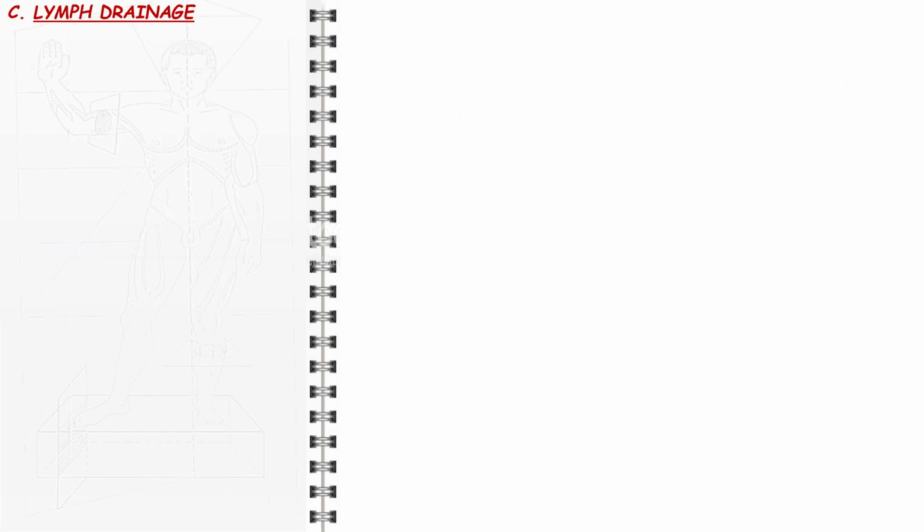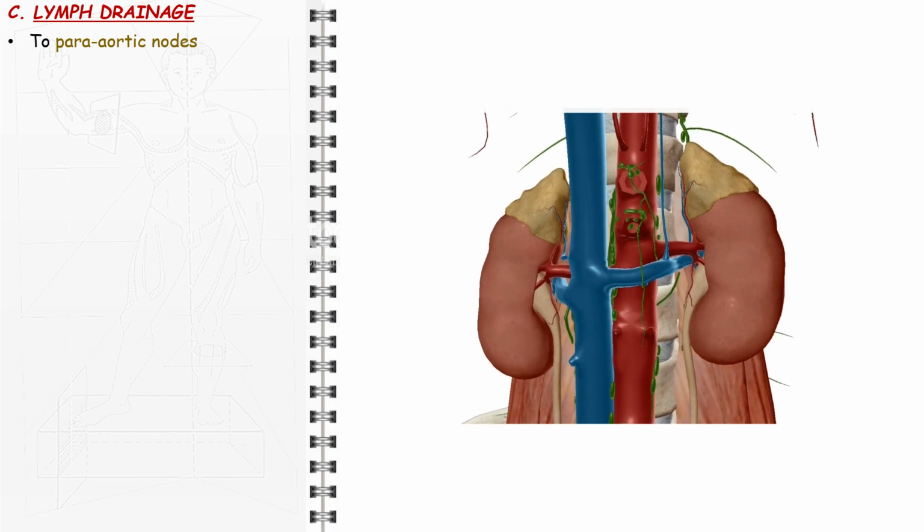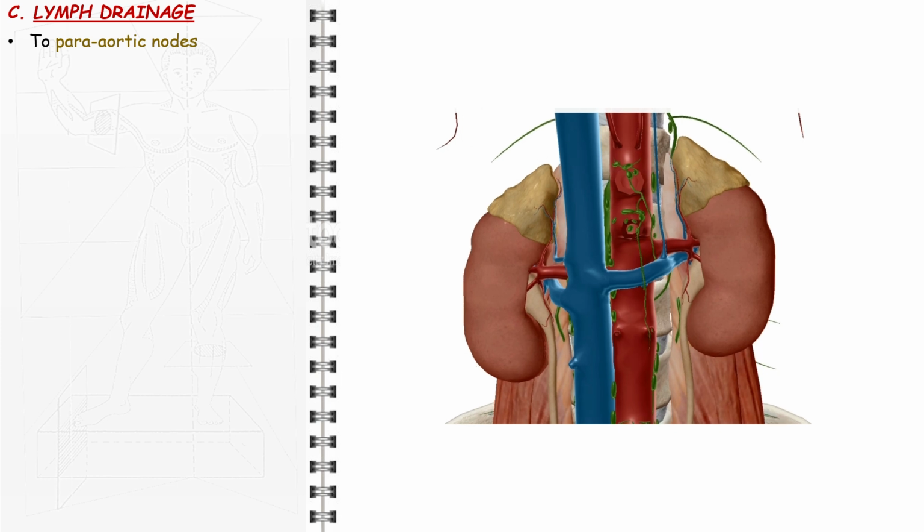The lymph drainage of the adrenal gland is ensured by the para-aortic nodes. The para-aortic nodes are mainly arranged in 4 groups. The pre-aortic group lies in front of the aorta and contains the celiac, superior and inferior mesenteric nodes. It drains the gastrointestinal viscera as well.